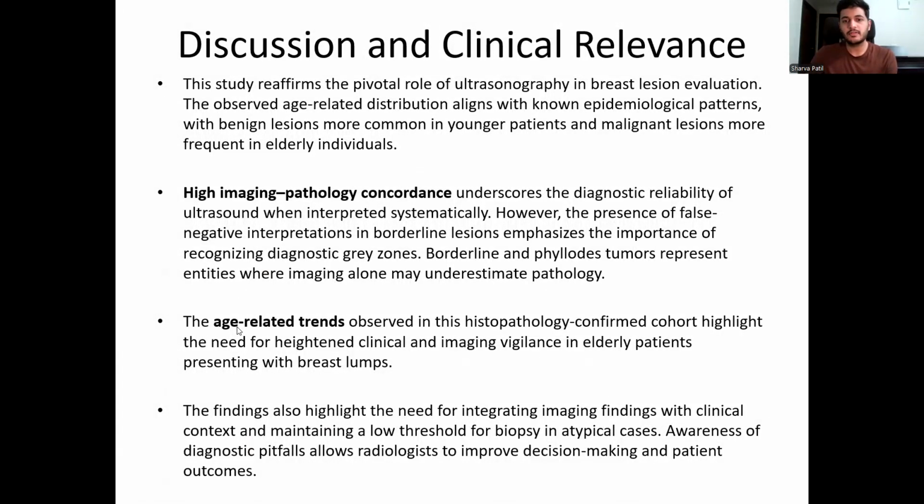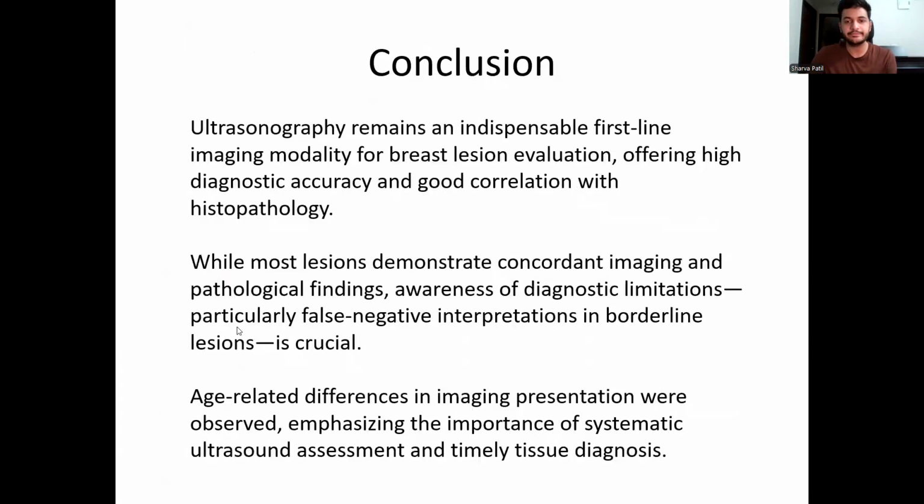As radiologists, we often do not receive systematic follow-up for the majority of cases. Retrospective imaging pathology studies therefore play an important role in bridging this feedback gap. To conclude, systematic ultrasonographic evaluation using BI-RADS allows reliable characterization of breast lesions with good correlation to histopathology. Recognition of sonographic patterns, particularly in elderly patients, remains essential for timely diagnosis and optimal patient management.